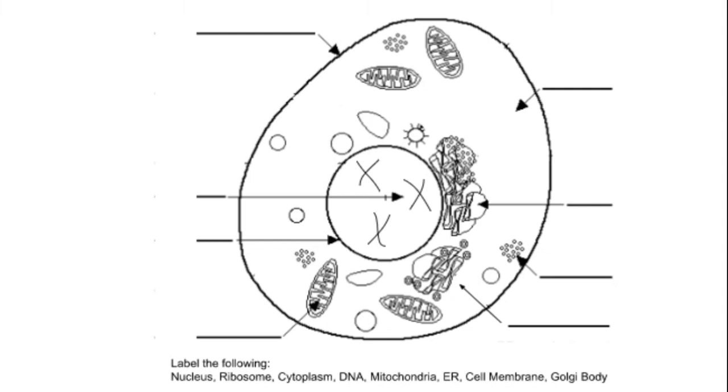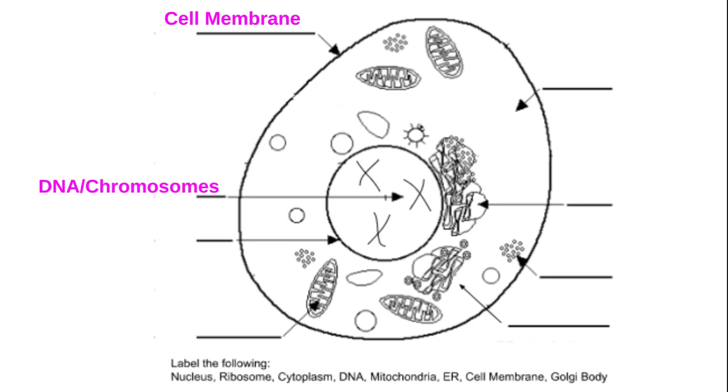All right, we're going to be labeling these diagrams of the cells in your packets. So the outside of the cell is the cell membrane. Remember, this allows things in and out of the cell. In the center of the cell, we have the X's. These are DNA or chromosomes. You can use either word.